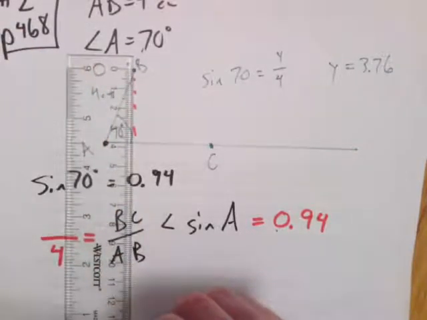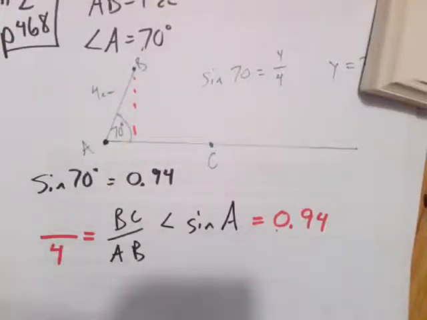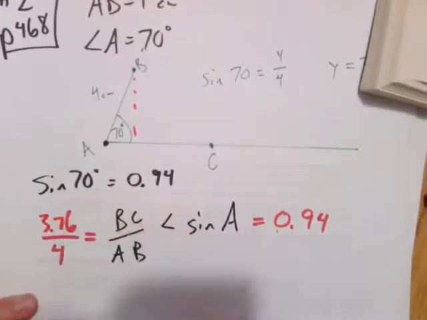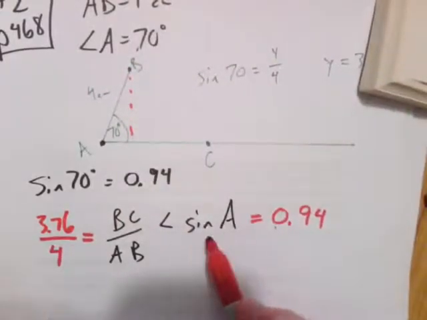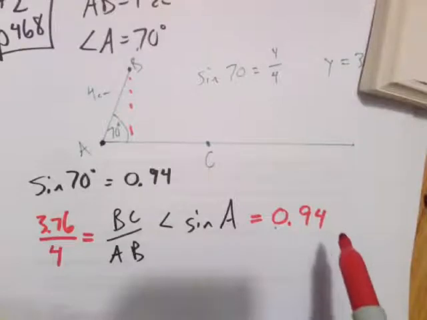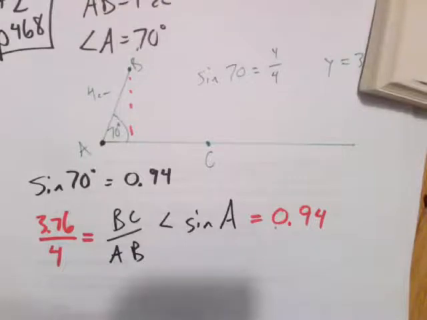I'm pausing this. Just realized what I did wrong. 3.76, which is what this would need to be, is not less than sine of A. That's the problem, because it's exactly equal to 0.94. That was the issue. Holy moly, sorry about that. Hopefully that didn't confuse too many of you too badly.